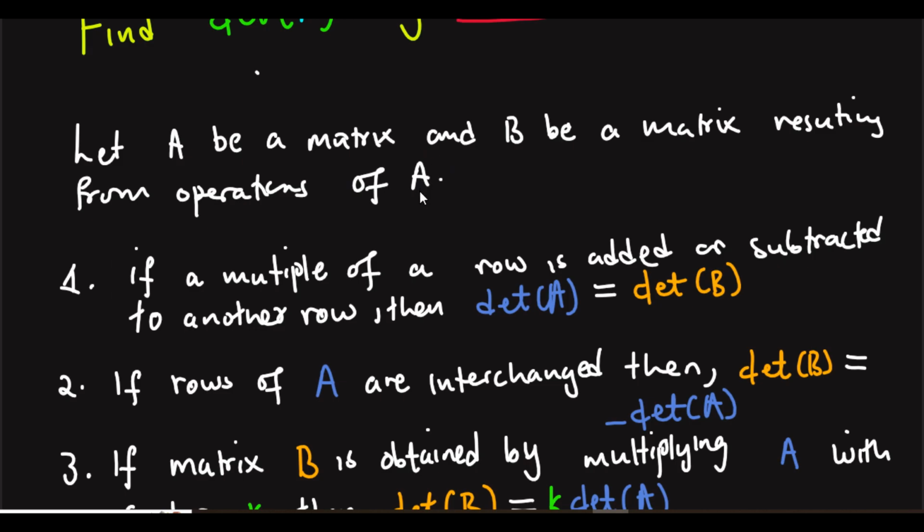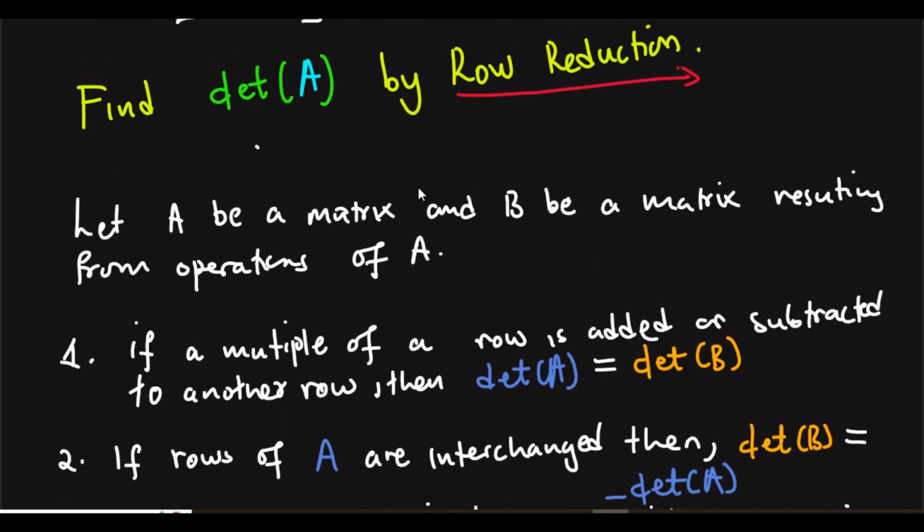This theorem gives the guidelines to what happens when we perform operations on a matrix. Does the determinant get affected or not? What operations affect the determinant and which operations do not affect the determinant? We are going to learn about that here.